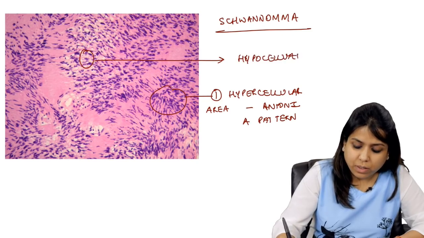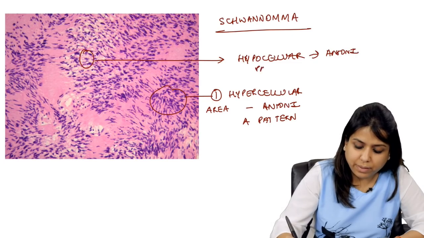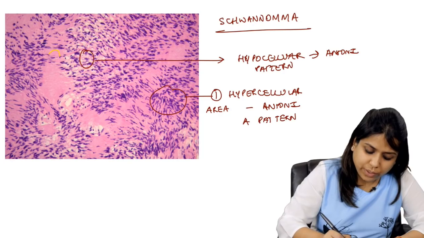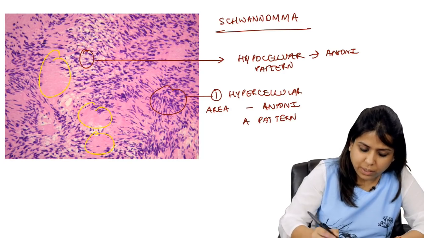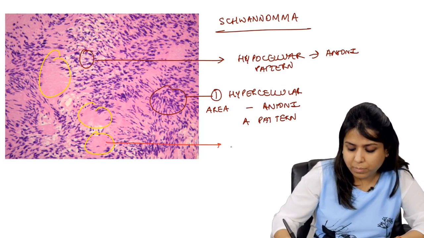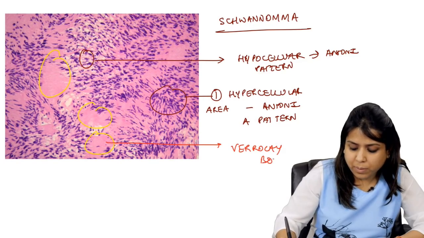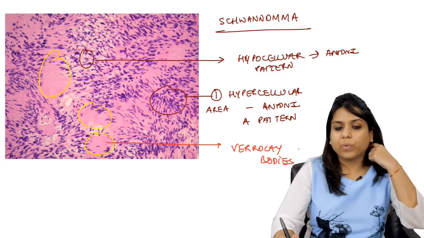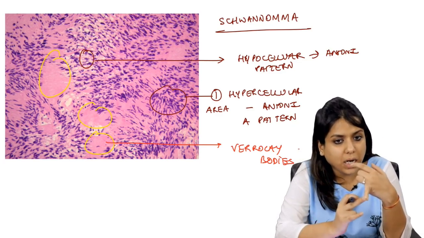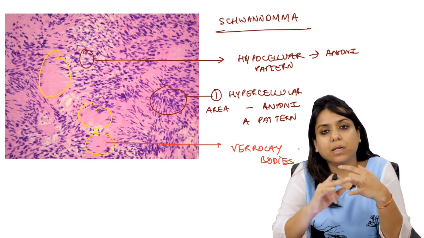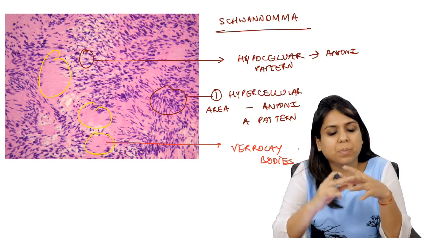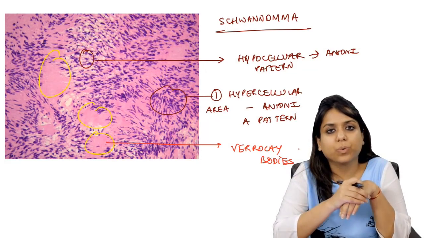Hypocellular. This area is called Antoni B pattern. And in between these two areas, students, there are these empty spaces. These empty spaces are called Verocay bodies. So Antoni A, hypercellular; Antoni B, hypocellular. Spaces in between, the empty spaces, Verocay bodies.